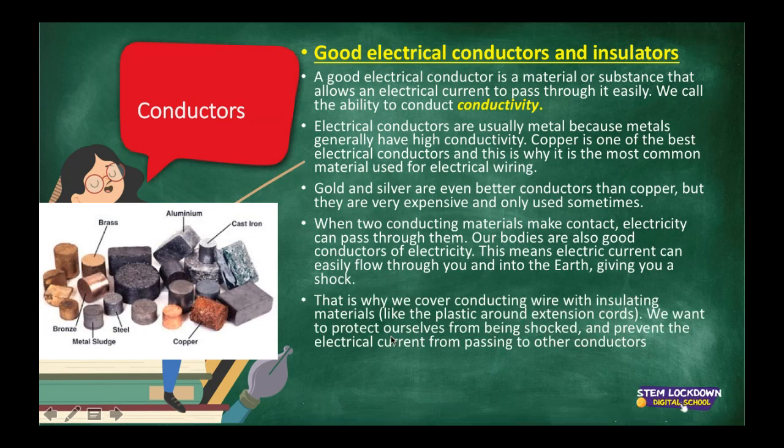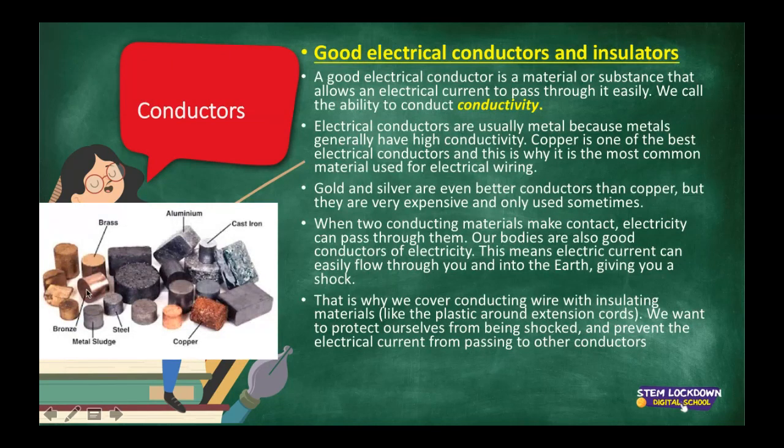Right then, just like I said, that is why we cover conducting wire with insulating materials, like the plastic around extension cords. I hope you all know the kind of plastic I'm talking about, but every wiring that you have in your home, specifically your extension cords, kettle cords, cell phone chargers, they are all covered with plastic. This is because we want to protect ourselves from being shocked and prevent the electrical current from passing to other conductors. All right, so basically that is just what our conductors are.